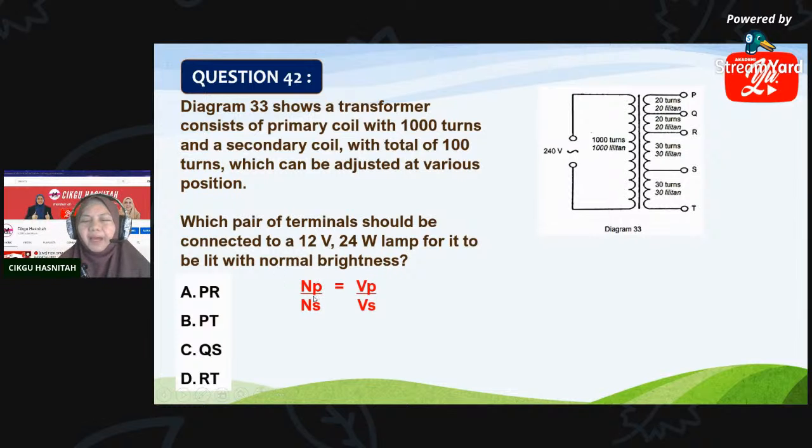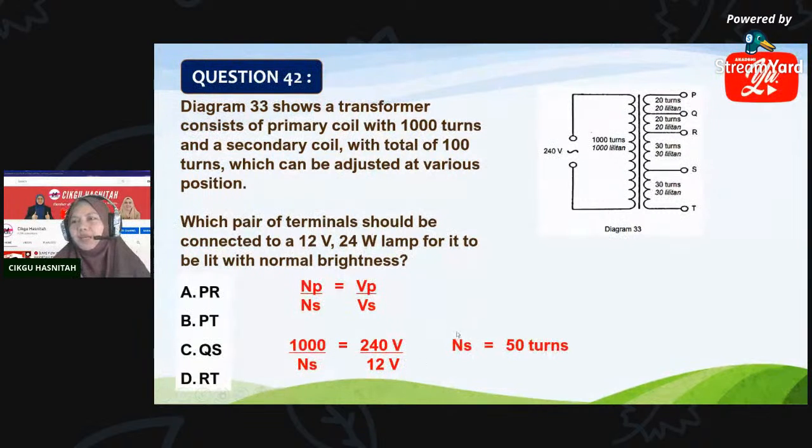NP divided by NS equals VP divided by VS. So we do the substitution. NP is 1000. NS, we have to determine which one is suitable. VP, the primary voltage, is 240 volt and the secondary voltage is 12 volt. So by this, it will give you NS of 50 turns.